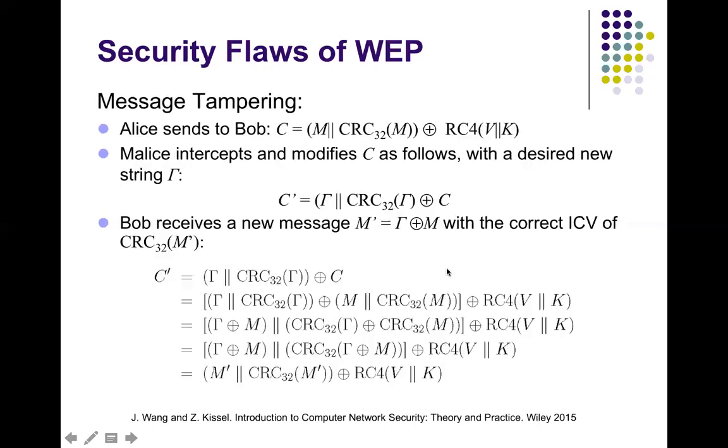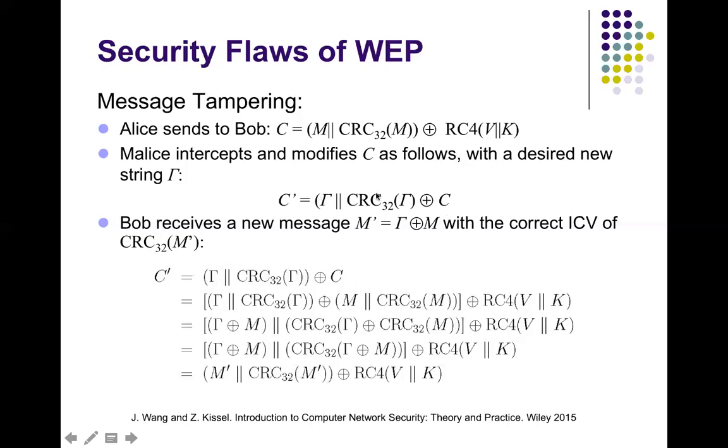That means you can use this CRC value even though you don't know M because it has been encrypted. But you get a new message, M prime, and you can compute CRC32 of M prime in the encryption setting. So this shows why this is true.